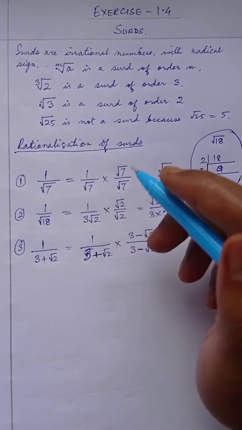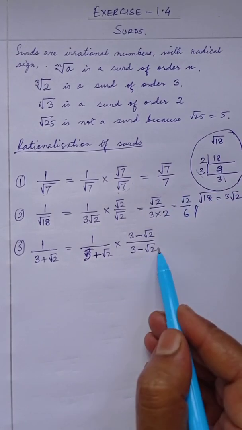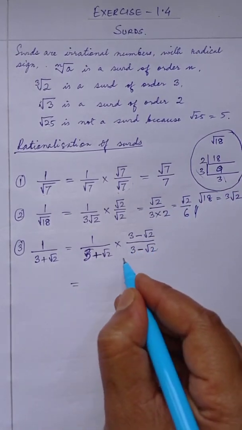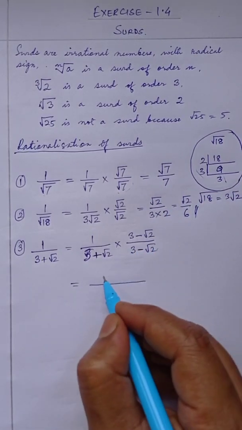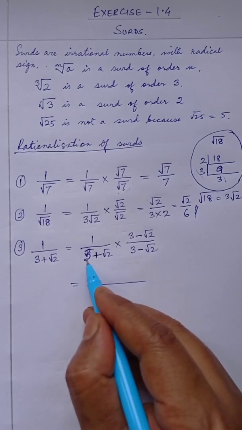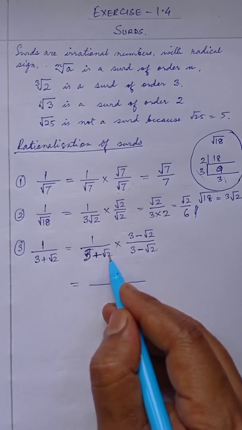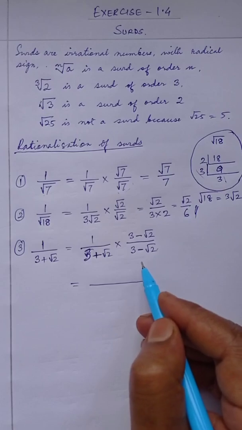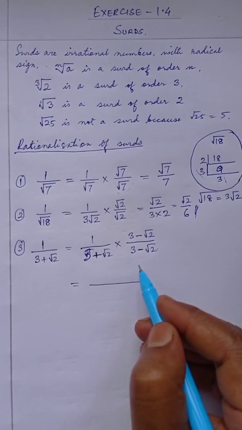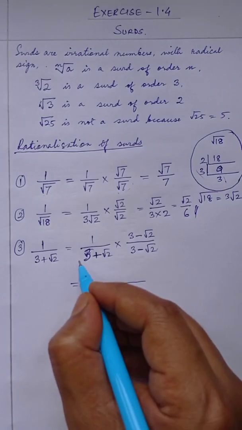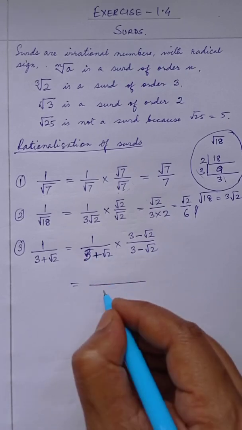So here also, root 2 is the rationalizing factor. Why do we use this one? In the previous class we had said that (root 3 plus root 2) multiplied by (root 3 minus root 2) gives you root 3 square minus root 2 square. That is using the formula a square minus b square. So the same thing will be applied here.